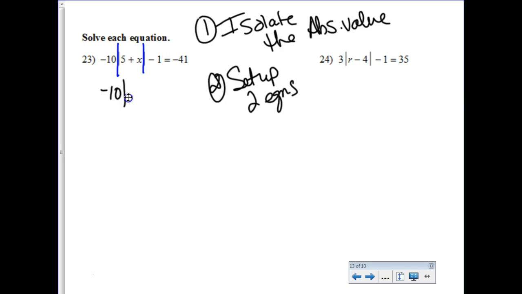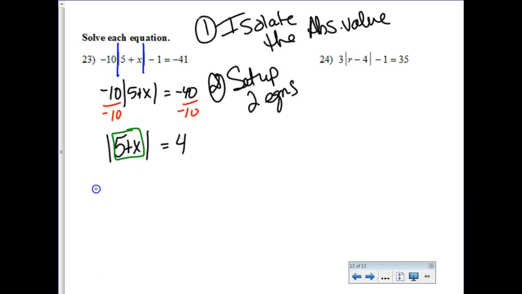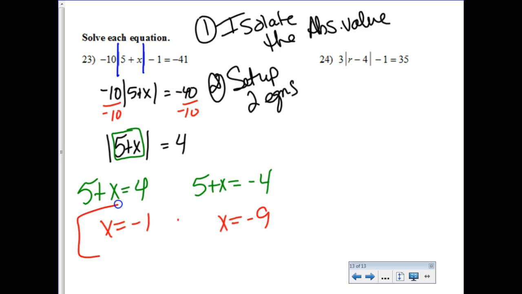So -10 absolute value of 5 plus x equals -40. And we're still not isolated because you've got to divide by that -10 next. So absolute value of 5 plus x is 4. So here's where the two solutions come up. This stuff in the middle, 5 plus x, it could be 4, or 5 plus x could be -4. So when you solve, you get x equals -1, or x could be -9. Both are good solutions. So you've got to have them both.